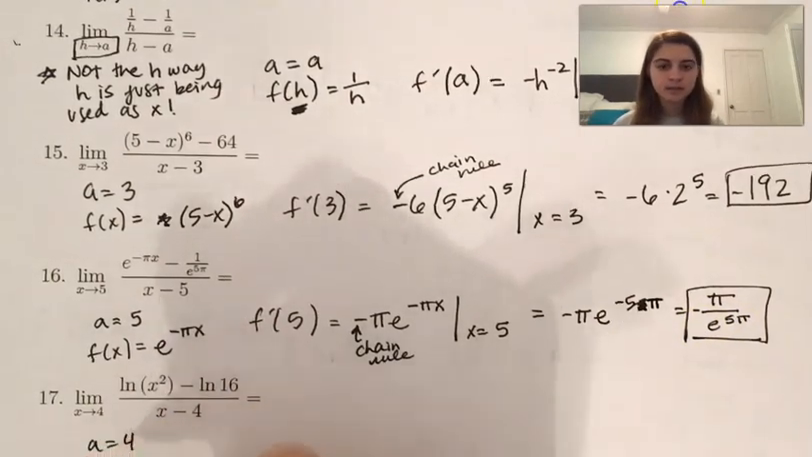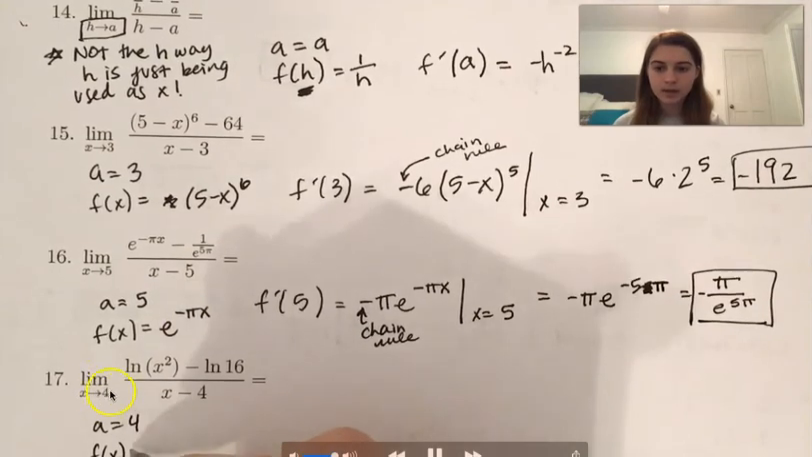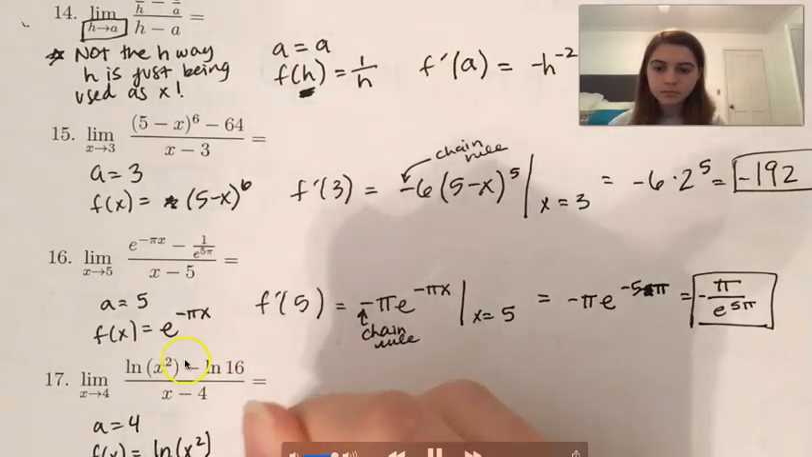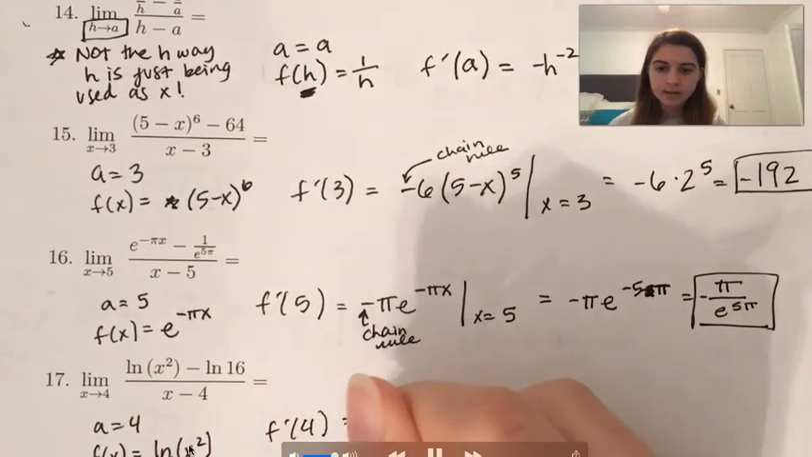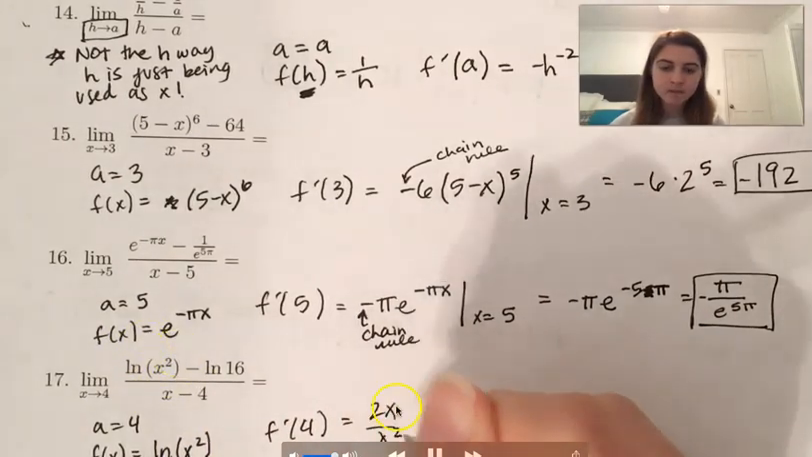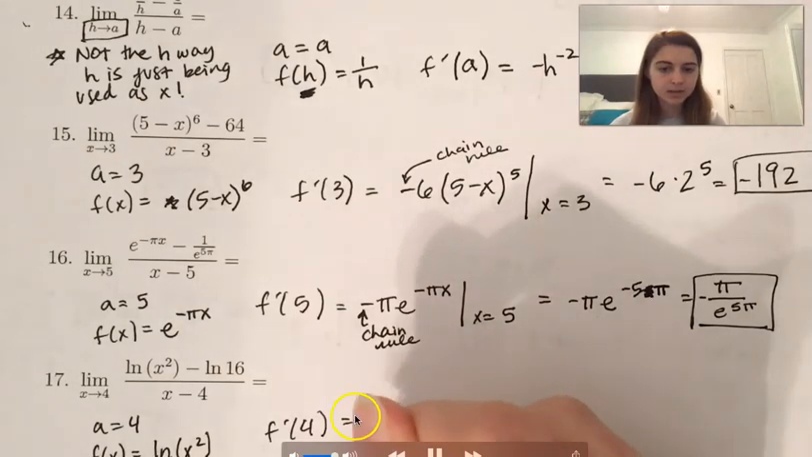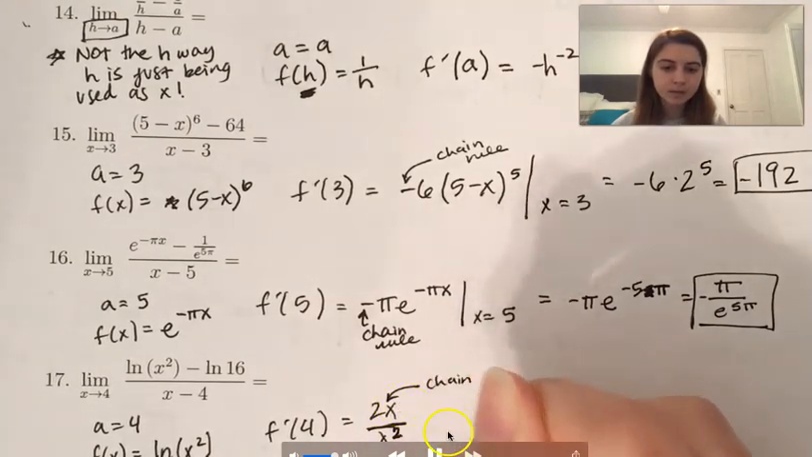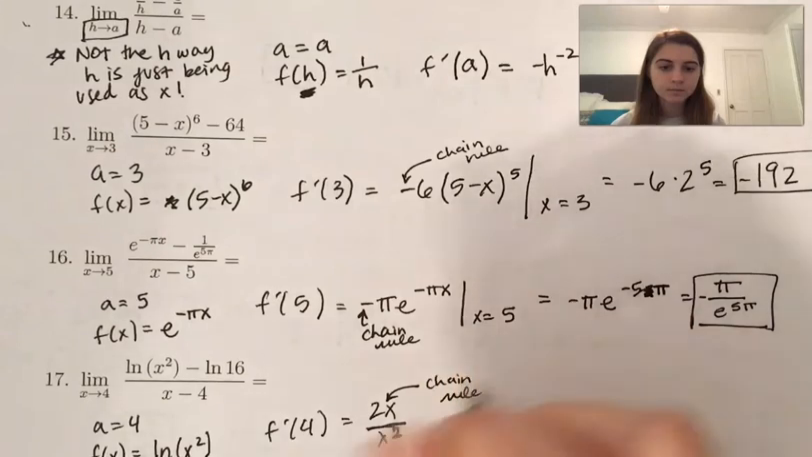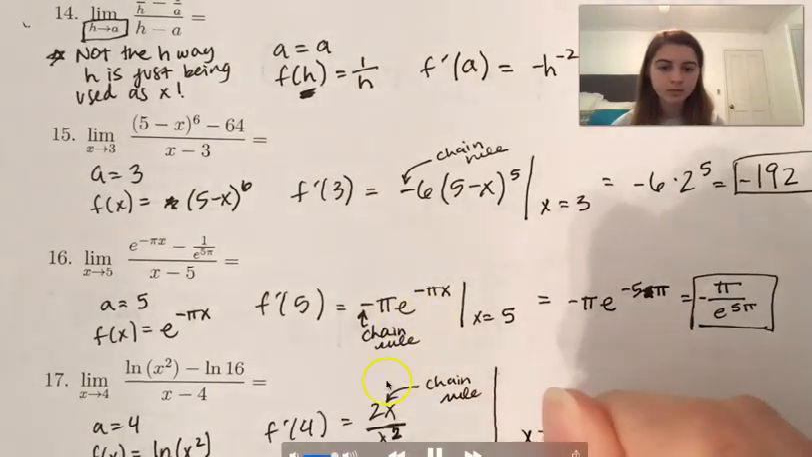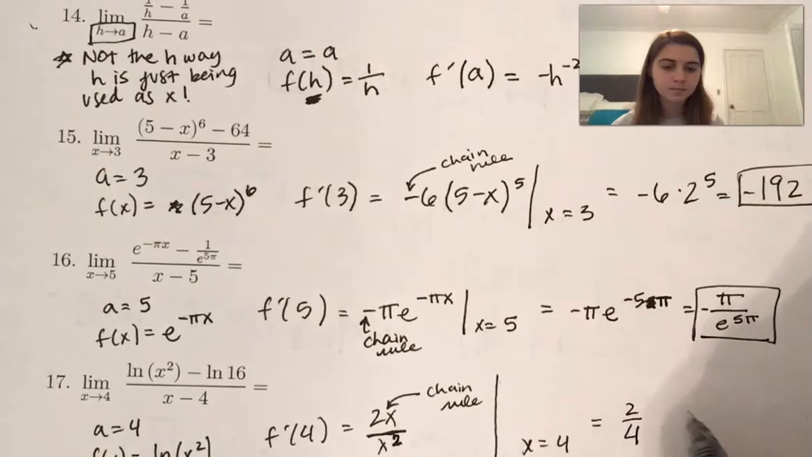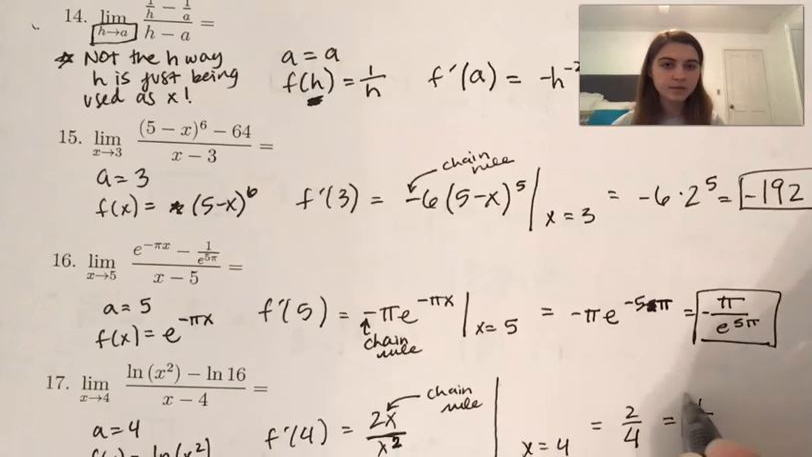Number 17. Okay, here we go. We got a equals 4. And you got your ln x squared as your function. Again, chain rule comes in here for this 2x on top. Sorry, my handwriting's a little unclear here. My hand's kind of in the way. Yeah, there's your chain rule right there. Plug in your x equals 4. And you just get 1/2.